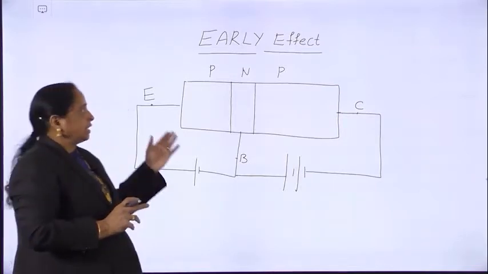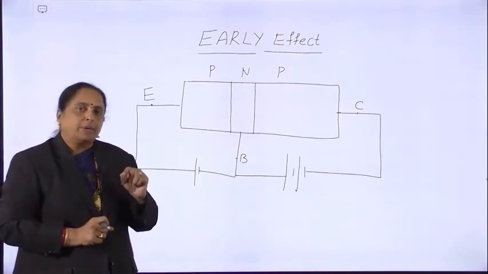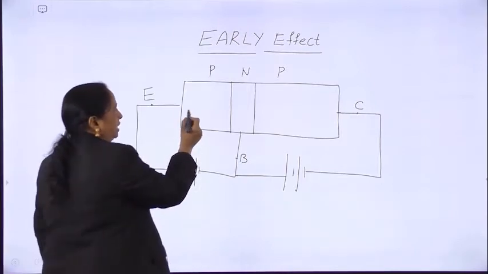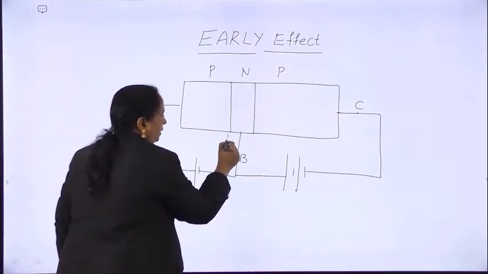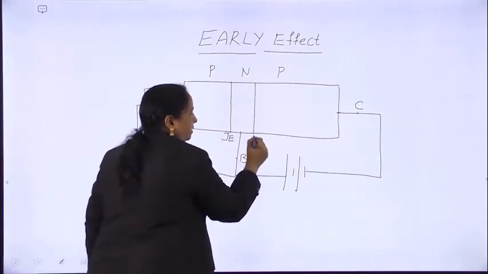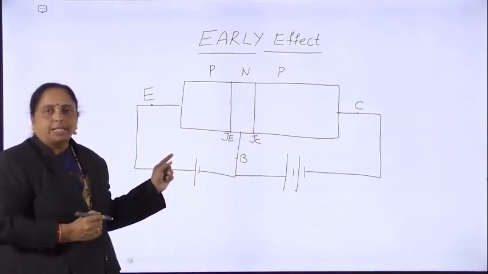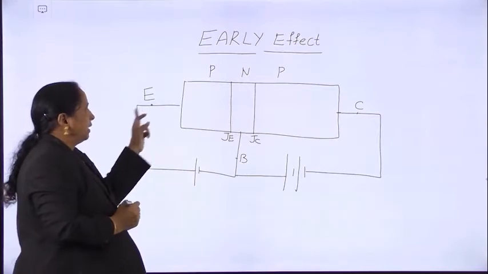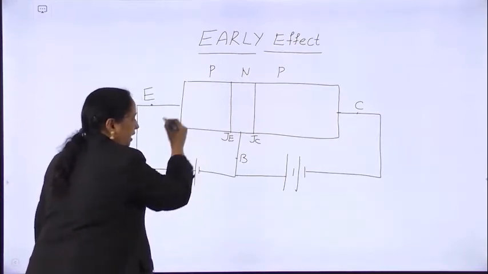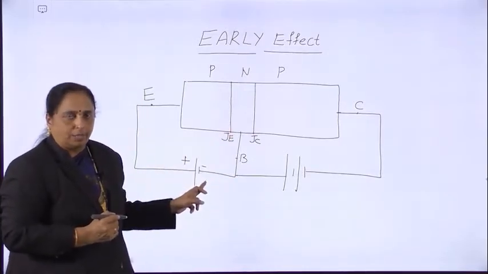Okay, so let us consider a PNP transistor which is connected in the active region. What is meant by active region? The emitter base junction must be forward biased. Between emitter and base terminal, there is a junction known as JE, and between collector and base, the junction is known as JC. So the emitter junction must be forward biased, that is, the P material is connected to the positive terminal of the battery and the N material is connected to the negative terminal of the battery.